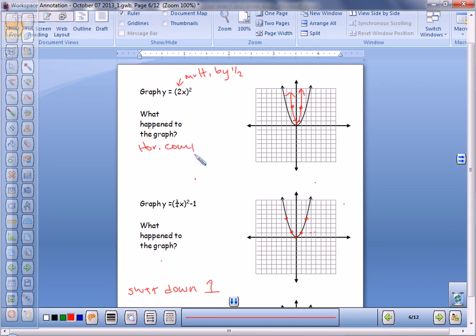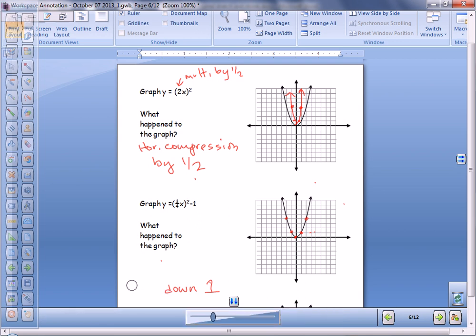By a factor of what? 2. 1/2. We use the reciprocal because it got smaller. It was compressed. If it's compression, it's always going to be between 0 and 1. Yeah, I'm sorry. I get that. All right, this one.